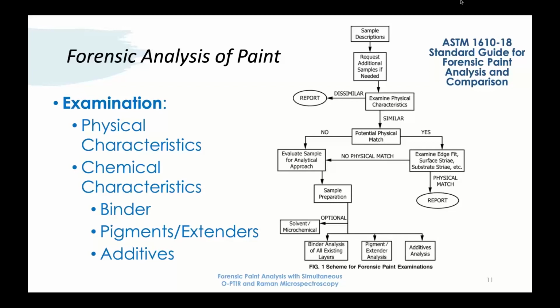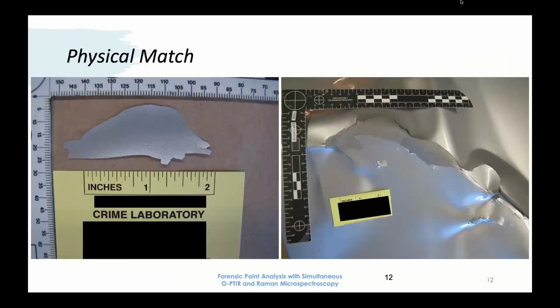Once a sample or samples have been obtained and determined to be sufficient for examination, the physical characteristics such as color and layer structure are determined. If possible, a physical match is attempted. So for those non-forensic science folks in the audience, a physical match is really like a jigsaw puzzle match.